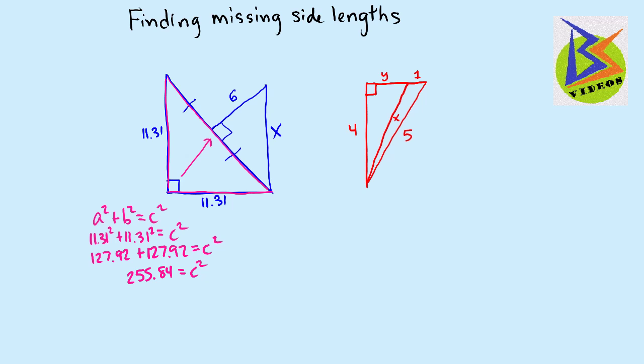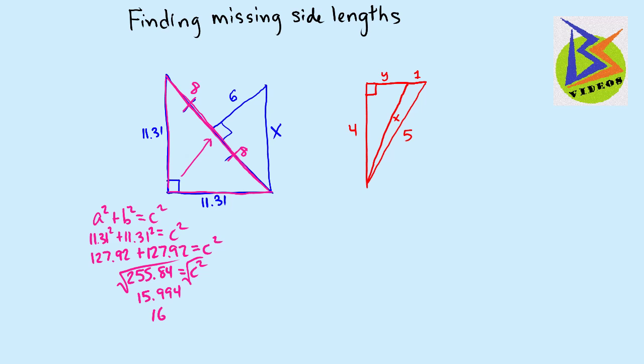To get rid of the squared we take the square root of both sides, which comes out to be 15.994, which is about 16. So we now know that this hypotenuse, this length all the way along here, is 16. These tick marks here mean that it's cut in half. So this part right here is 8, and this part right here is 8.